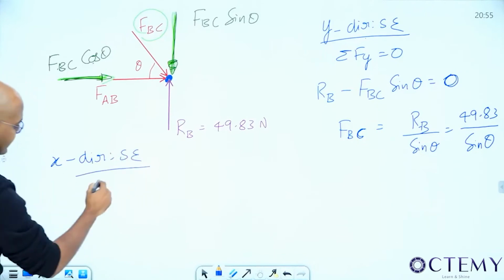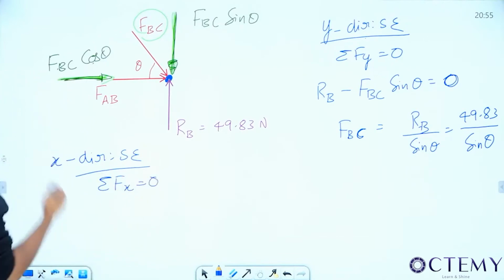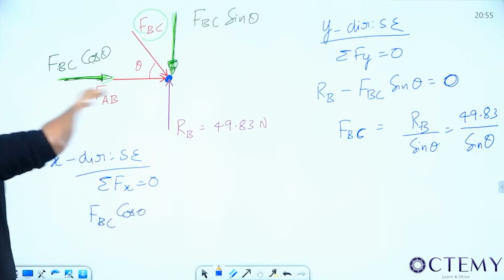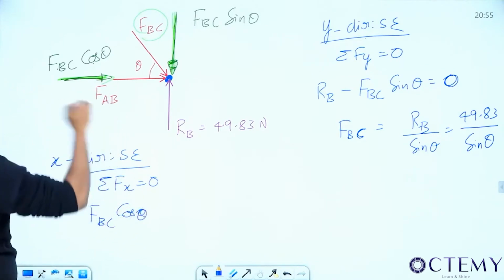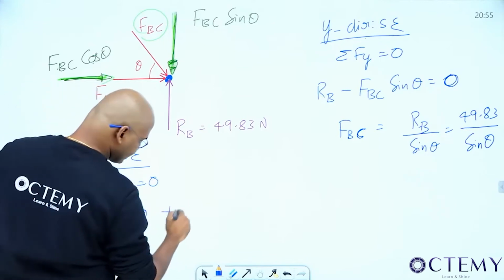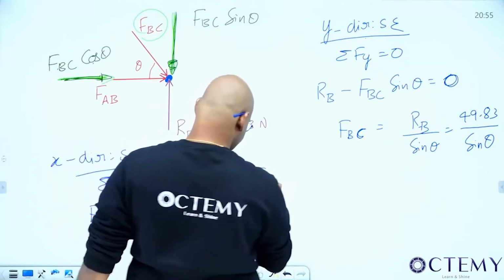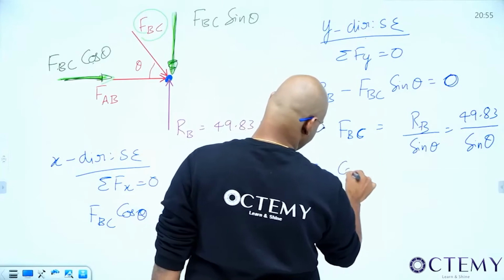Next. In X direction, is it in static or dynamic equilibrium? Static. So what can I write? Sigma Fx is equal to 0. Now what are the forces in X direction? FBC cos theta, is it in positive direction or negative direction? Positive. So plus FBC cos theta. Next, FAB, that is also in the positive direction. So plus FAB is equal to 0. From this, what can I write? FAB is equal to minus FBC cos theta.